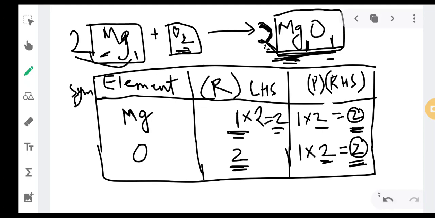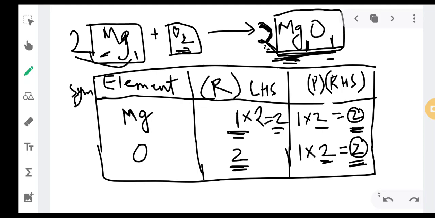Okay, so this 2 is multiplied with this as well as with this. So both with oxygen as well as magnesium. So there are 2 atoms of magnesium and 2 atoms of oxygen. So each element has 2 atoms. Magnesium has 2 atoms, oxygen has 2 atoms on the left hand side. On the right hand side also 2 atoms of oxygen and 2 atoms of magnesium.